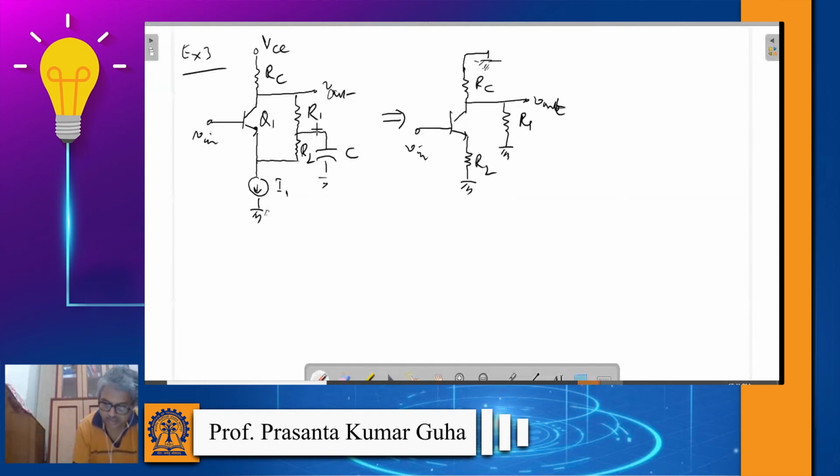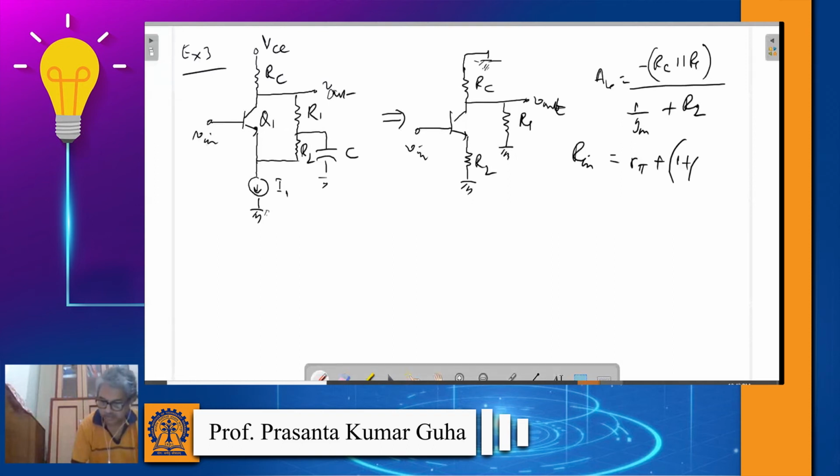So you see RC and R1 are in parallel, and R2 is effectively an emitter degenerate configuration, right? So you can straight away write the gain where your RC parallel to R1, okay, and this will be 1 by gm plus R2, right? And corresponding Rin that we have come across already, 1 plus beta R2, and Rout will be equal to RC parallel R1, okay. I hope this is clear to you.